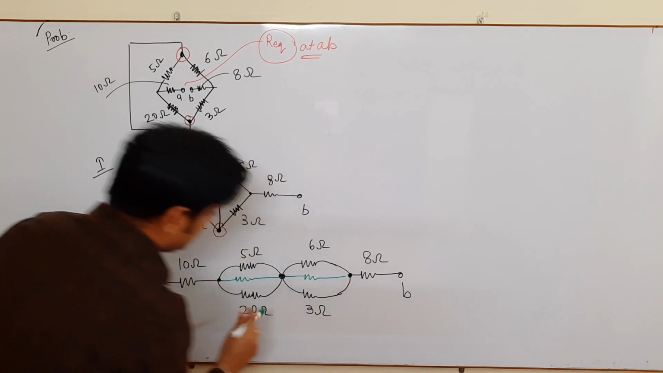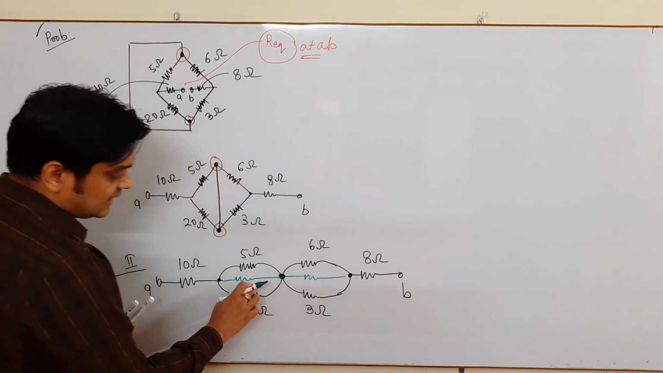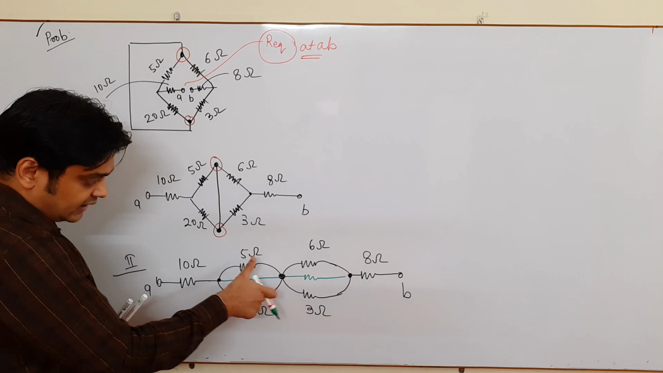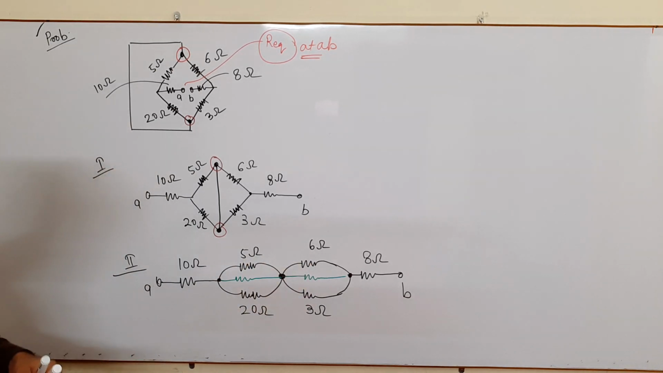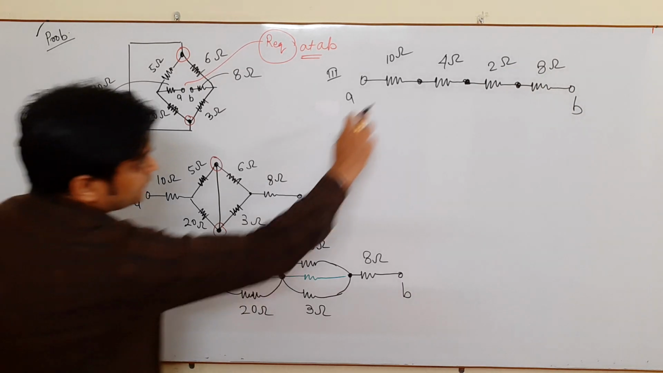Okay, these two resistances, shown in green color, are basically the equivalent of these two resistances which are connected in parallel, which I am going to redraw here. Now see, I have redrawn this network here.